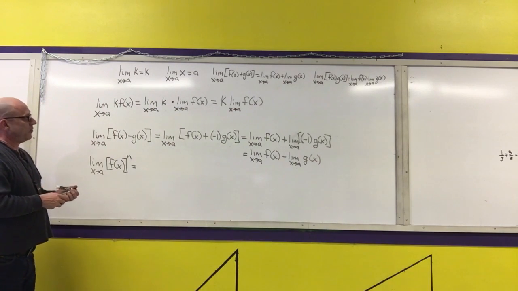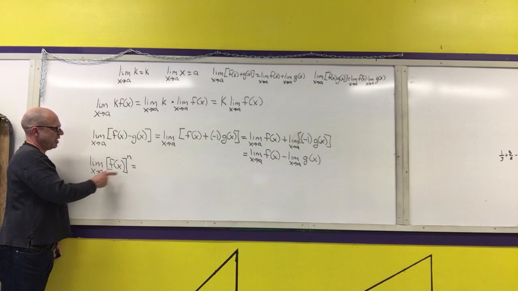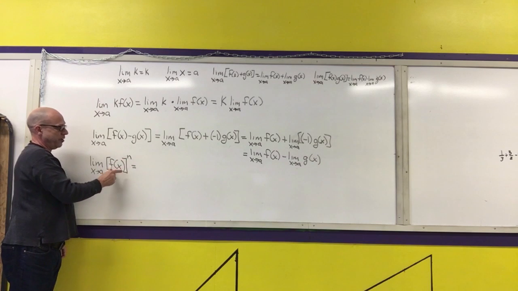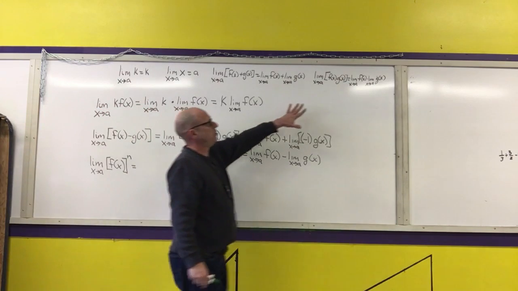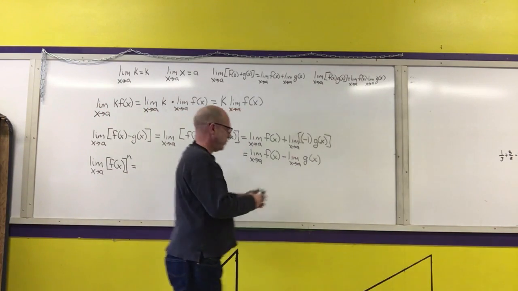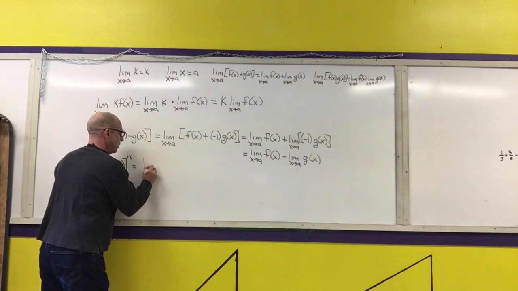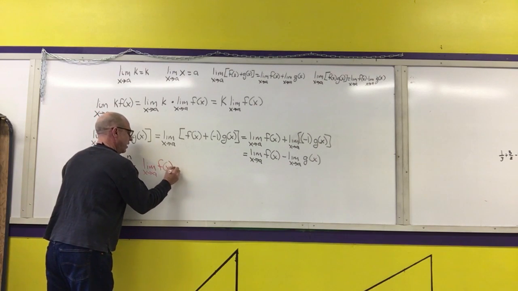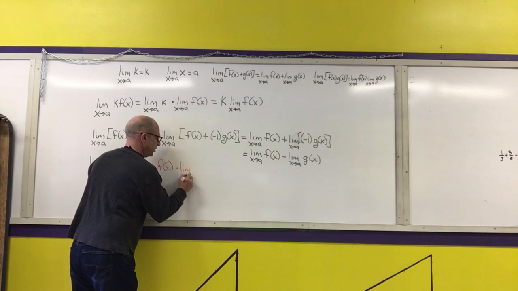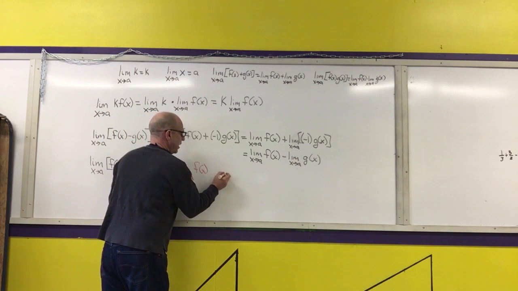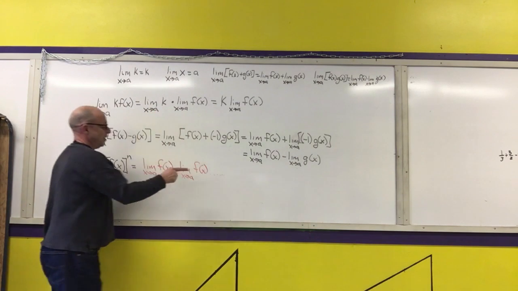And the final one that we're going to cover in this video is the limit as x approaches a of f of x raised to a power. Well, raising something to a power means multiplying it by itself over and over and over again, which brings us back to the limit of a product. So I'm going to write this as the limit as x approaches a of f of x times the limit as x approaches a of f of x, and I'm going to keep on repeating that n times.